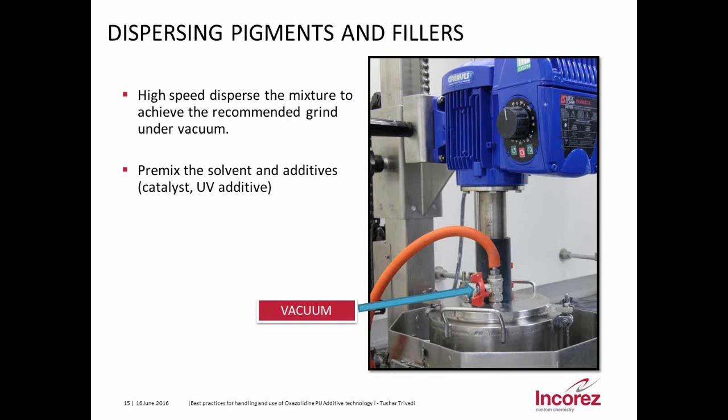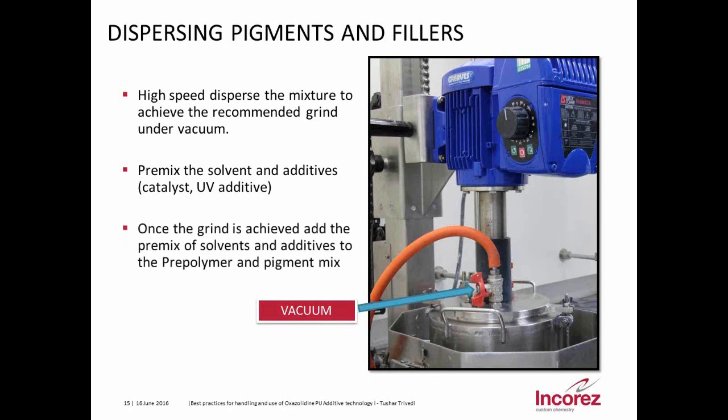The next step, when the mixing or the dispersing is ongoing, you can premix the solvent or additives, and then once the grind is achieved, you can add the premix of the solvents and additives into the pre-polymer and pigment mix.